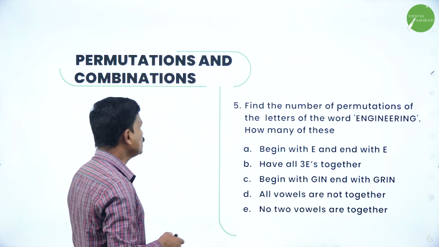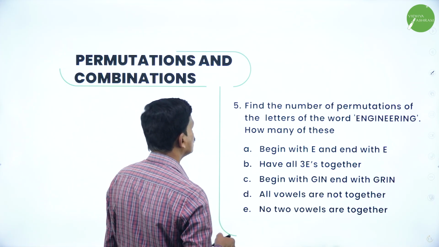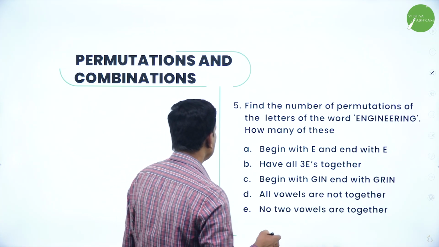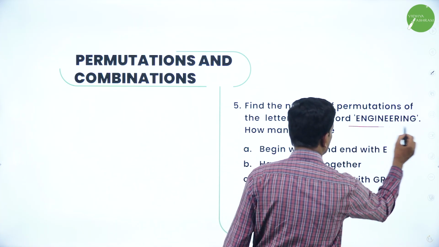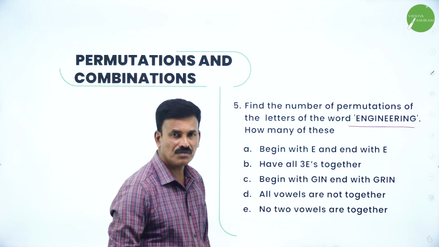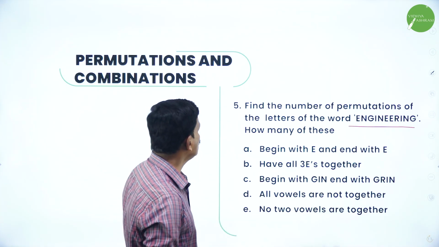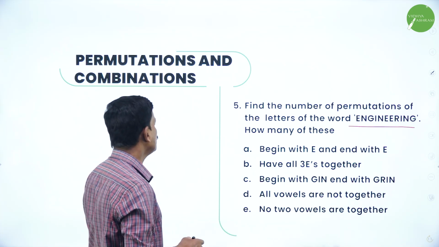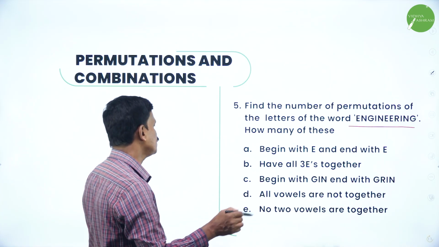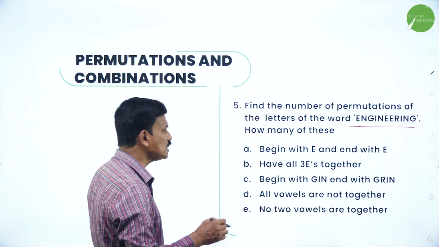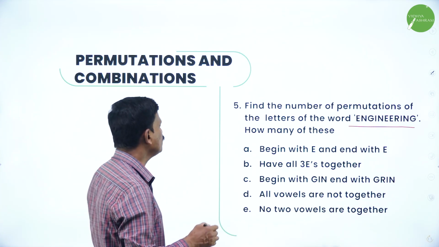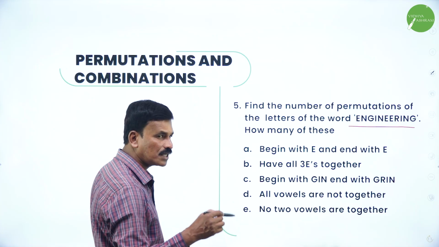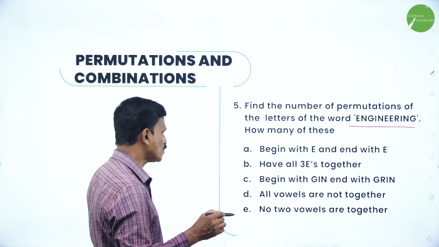Now find the number of permutations of the letters of the word engineering. First find out the number of permutations of the letters of the word engineering. How many of these begin with E and end with E? How many have all the 3 E's together? Third one, begin with G-I-N and end with G-R-I-N. All vowels are not together.